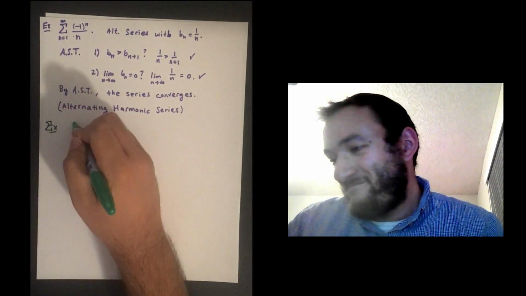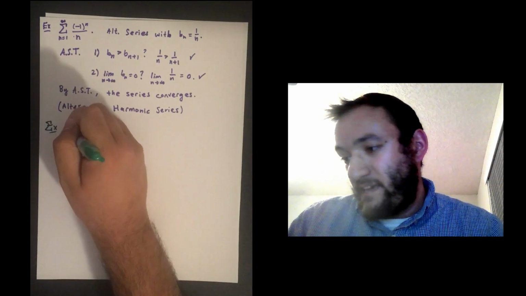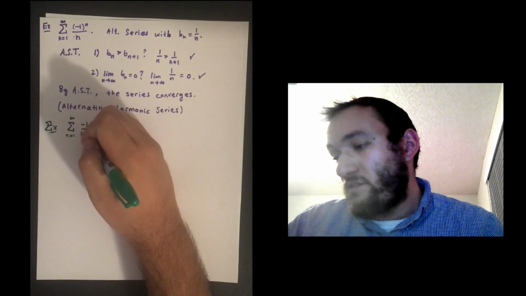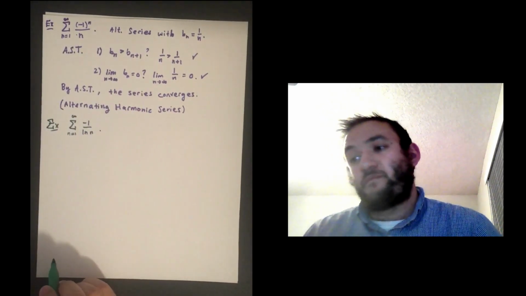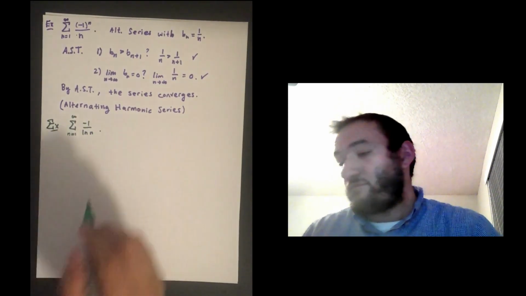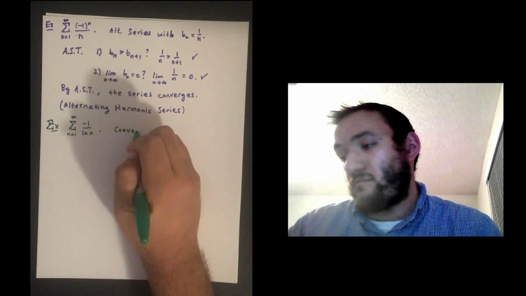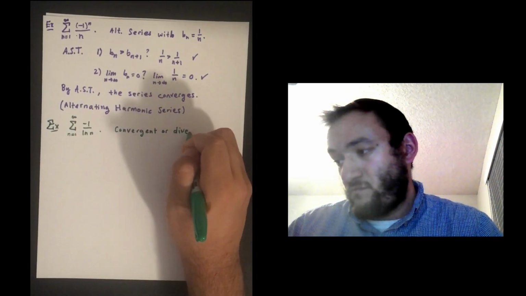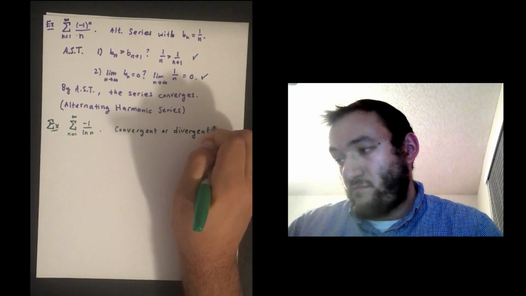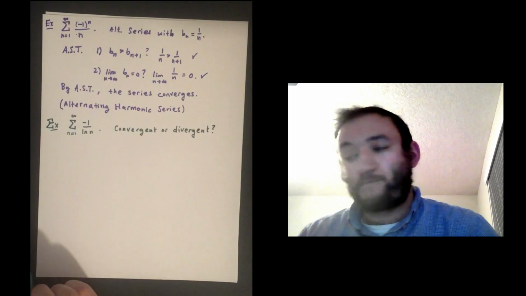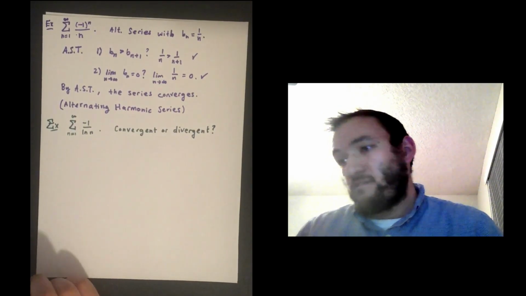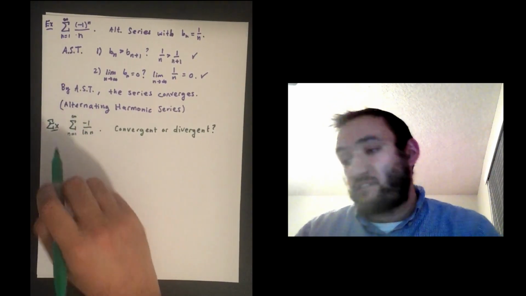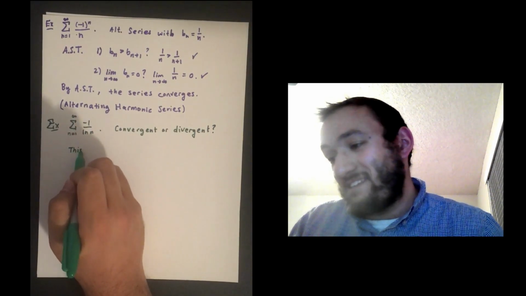Example. If we take the sum from n equals 1 to infinity of minus 1 divided by ln n, is this convergent or divergent? Okay. Well, here you have to be careful. Just because you have a minus 1 in here does not mean the alternating series test applies. So this series actually is not alternating.